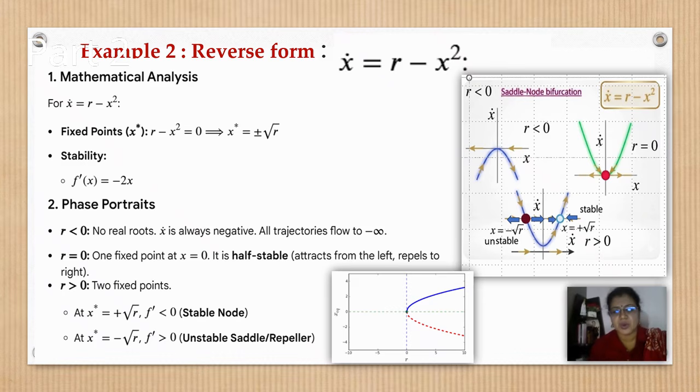opposite of it. So for r less than 0, we get no fixed points. Two fixed points are created as we go to the r greater than 0 case. So this is saddle node bifurcation. So this bifurcation indicates the presence of two fixed points and they get annihilated, or the vice versa phenomenon.